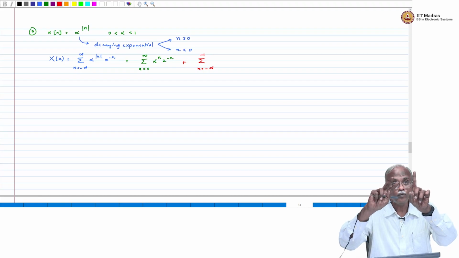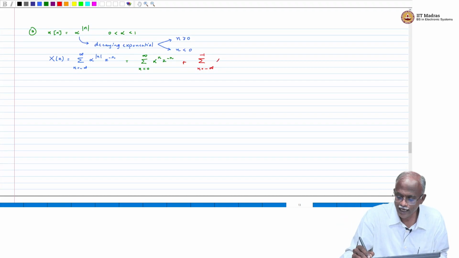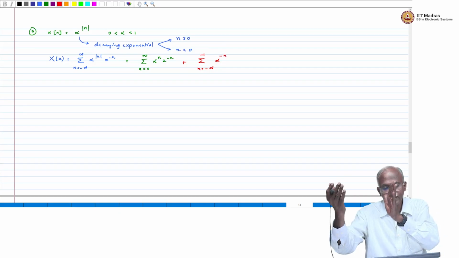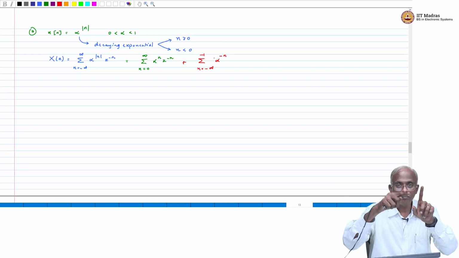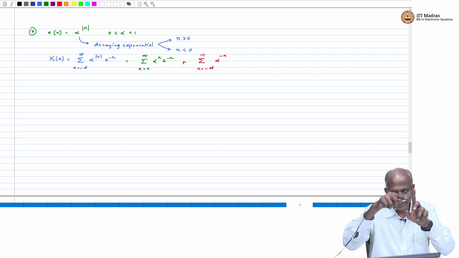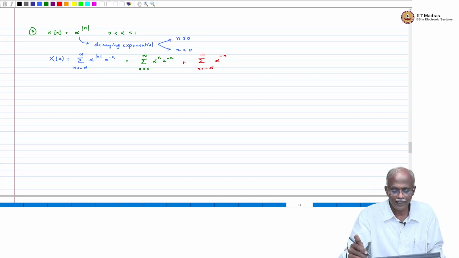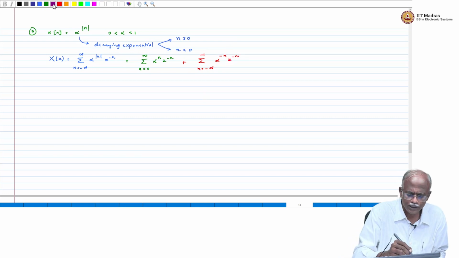Modulus of n will produce a positive value, so we write it as alpha raised to the power minus n, since minus of a negative value will give you a positive value. So the modulus for n greater than 0 becomes just alpha power n. The same modulus for negative n, you have to write as alpha power minus n, and of course z power minus n. Now, just simplify.